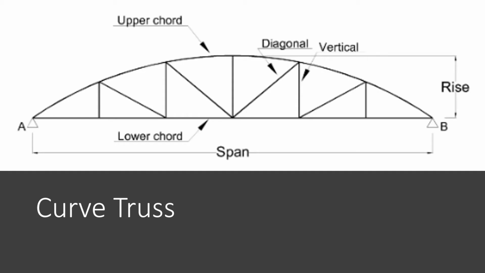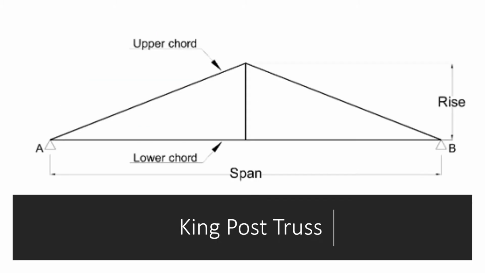In curved truss, we have upper chord. Okay, this the curve we call as upper chord. The horizontal as a lower chord. We have diagonal members, vertical members, and the rise at the top, center to the bottom, and the span between direction A and B. This is the simplest type of roof truss, okay, where we have upper chord and lower chord, span and rise. This we call as a king post truss.